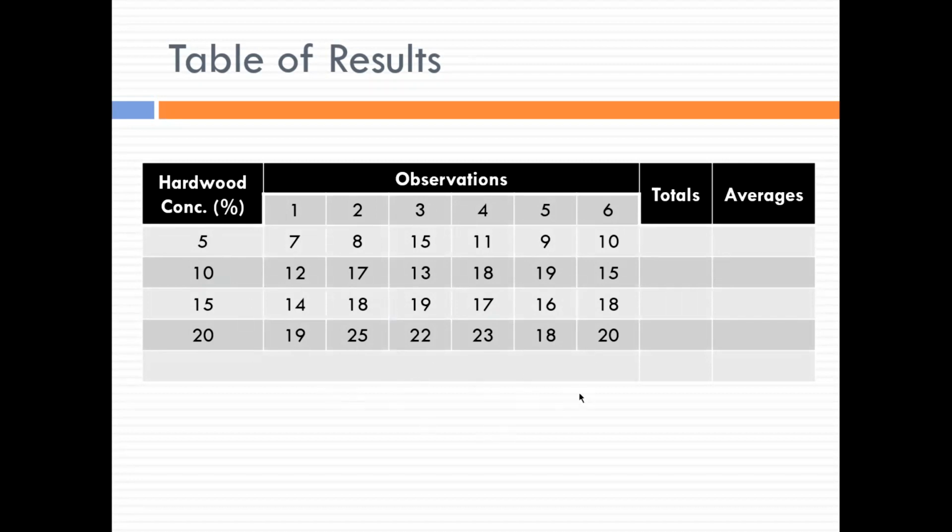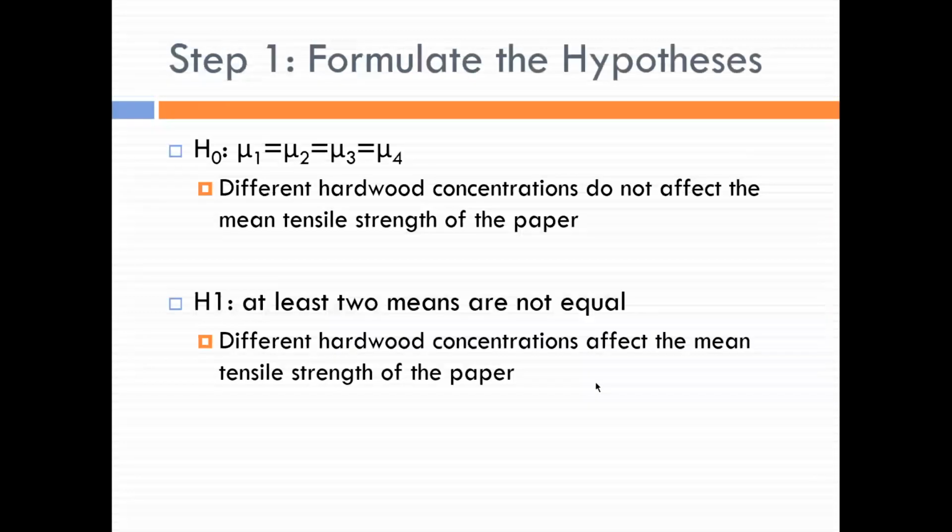So to do one-way ANOVA, we first need to formulate our hypothesis, similar to hypothesis testing. Instead of writing it with mu1, this is just the mean of level 1: the mean of 5% is equal to the mean of 10%, is equal to the mean of 15%, is equal to the mean of 20%. Okay, instead of doing this, we can just say the different hardwood concentrations do not affect the mean tensile strength of the paper.